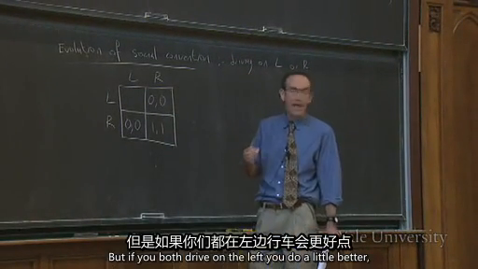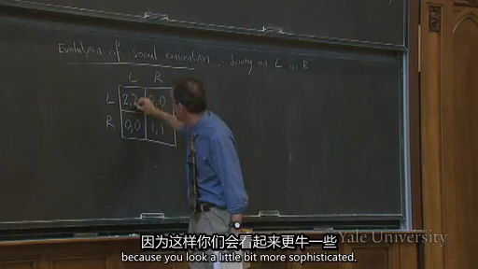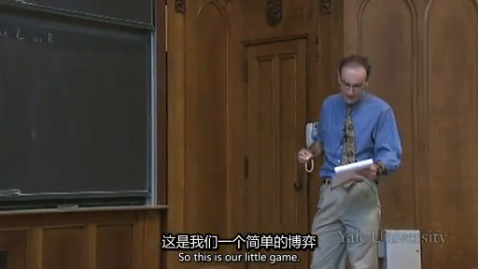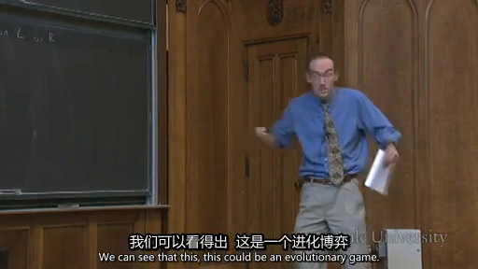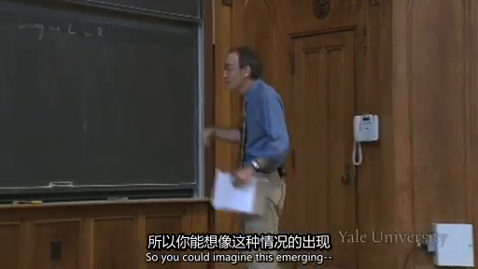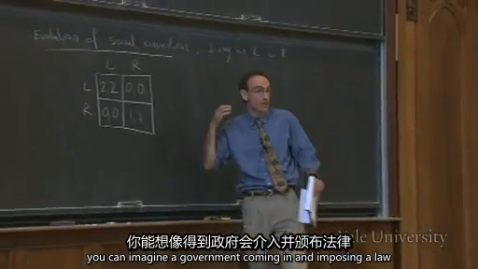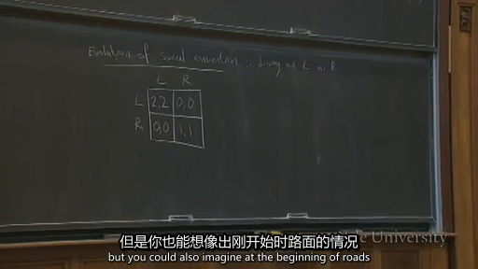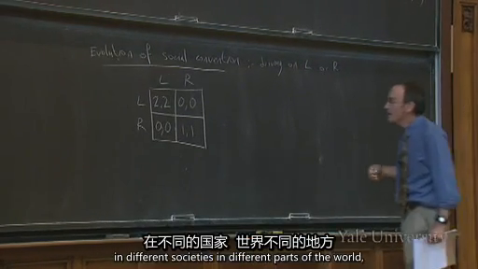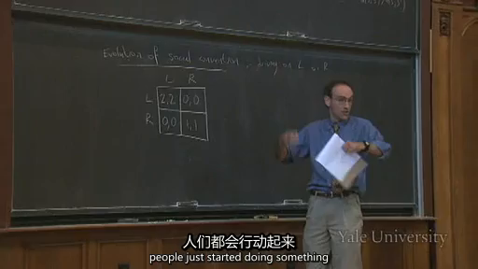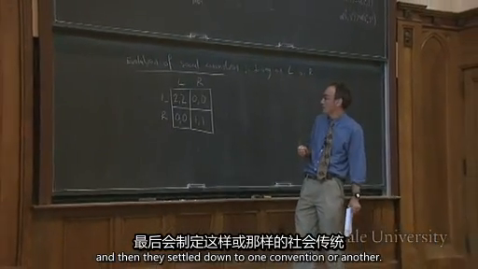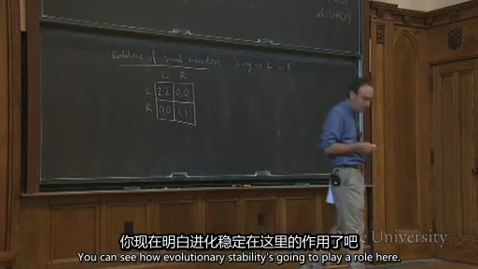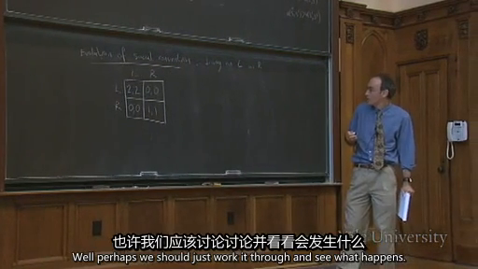But if you drive on the left, you do a little better because you look a little bit more sophisticated. Okay, so this is our little game. And we can see this could be an evolutionary game, right? You could imagine a government coming in and imposing a law saying everyone has to drive on the left or everyone has to drive on the right. But you could also imagine at the beginning of roads in different societies in different parts of the world, people just started doing something and then they settled down to one convention or another. And you can see how evolutionary stability is going to play a role here. Perhaps we should just work it through and see what happens.